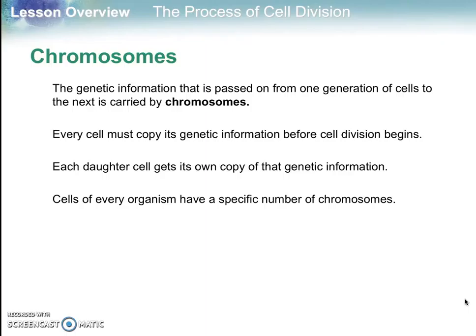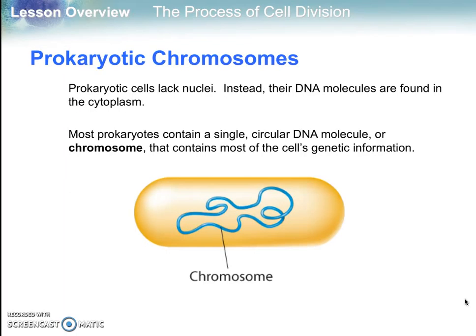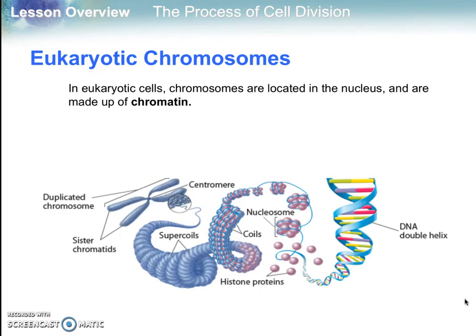Each daughter cell gets its own copy of the genetic information, and every organism has a specific number of chromosomes. For humans, it's 23 pairs or 46 total chromosomes in each of our body cells. Prokaryotic chromosomes are a little bit different. Since prokaryotic cells lack a nucleus, their DNA is found just floating in the cytoplasm. Usually there's a single circular DNA molecule or a chromosome that contains the genetic information.